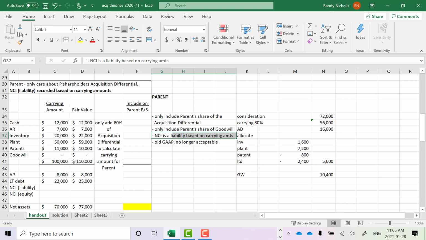NCI on all our problems going forward, anything you'll have to do is an equity account. It's an equity account that represents the ownership by others. Under the parent method, it was a liability, but again, don't worry about it.